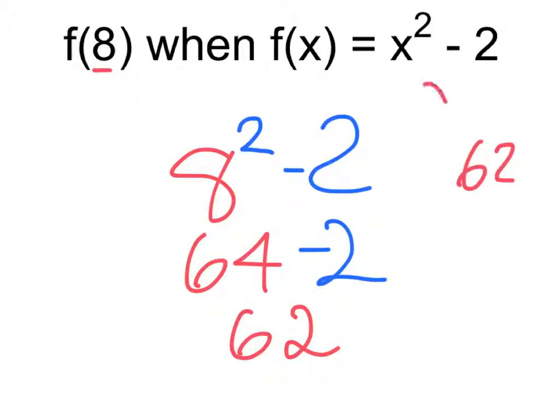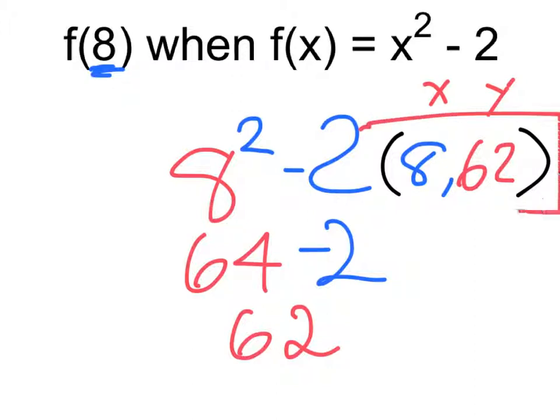62 on the right side. We know we've got the x and we've got the y. And what's our x coordinate? It's going to be this 8. So it's open parentheses, 8 comma 62. This is our answer. This is the coordinate we would find.